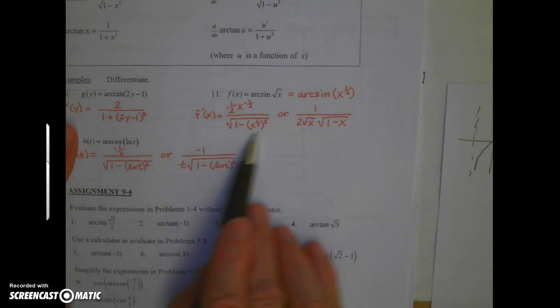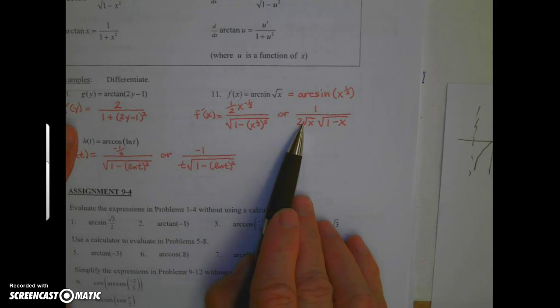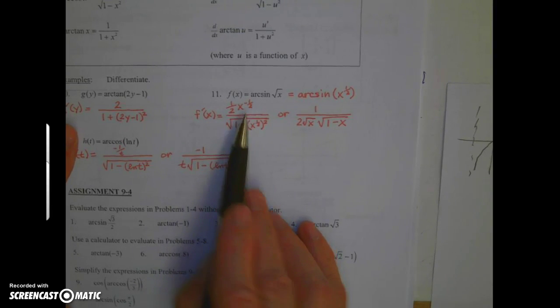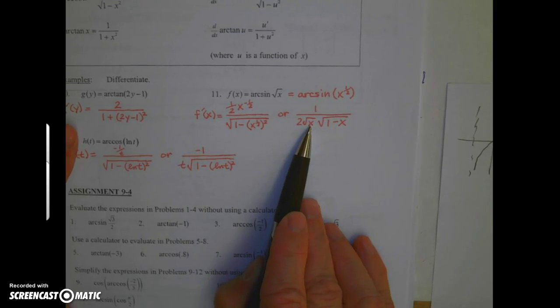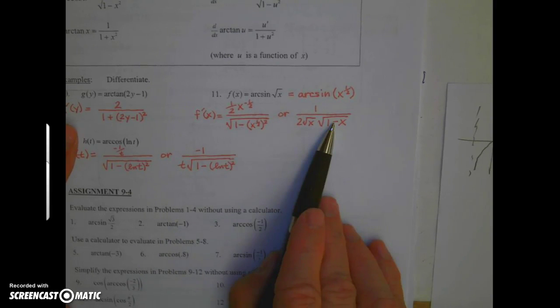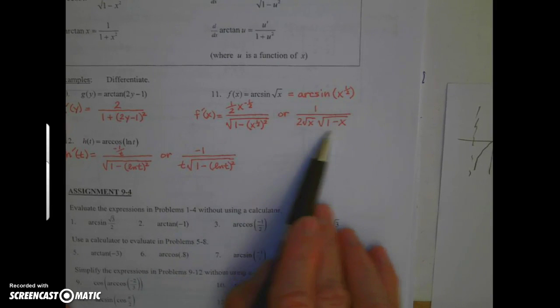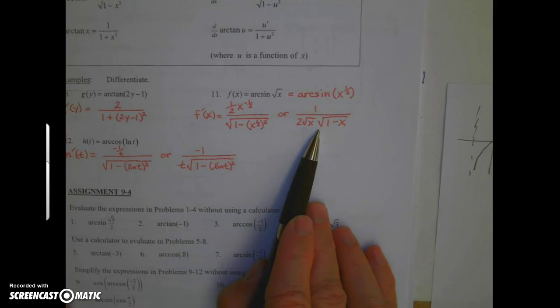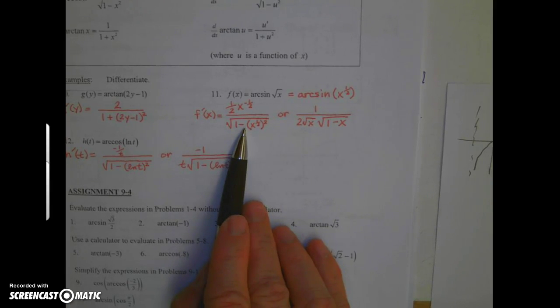We can clean this whole thing up, simplify it, move the 2 down into the denominator. Because x is to a negative power, I can put it down here as root x, or x to the 1/2, and then I have the rest of the radical which remains down here. You'll probably see this form as a multiple choice answer rather than this one.